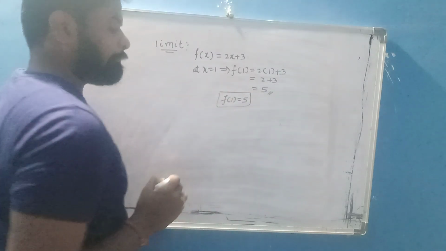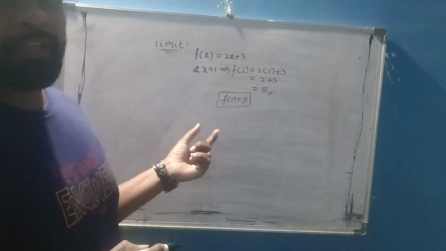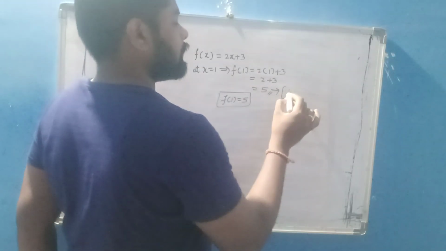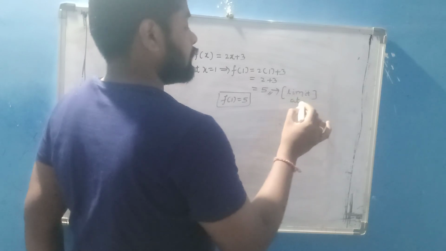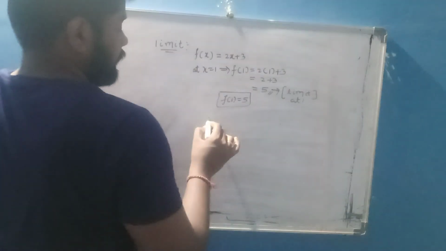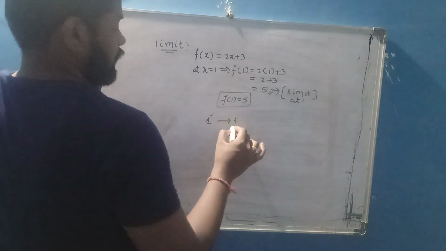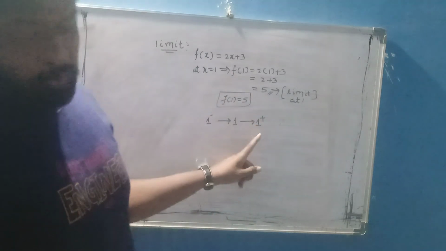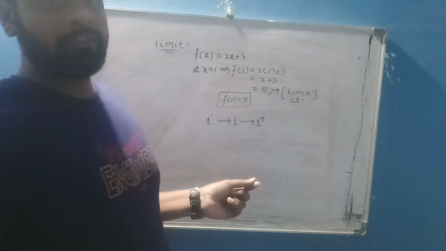This is the value of the function at 1. This 5 is called limit at 1. Limit at 1 means we take the neighborhood points. What is the behavior of the function? Neighborhood points means I am taking 1 minus and 1 plus. These are the neighborhood of 1. What is the behavior of the function?